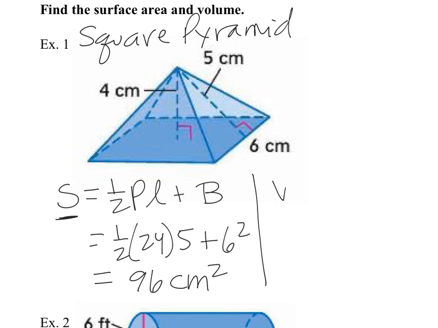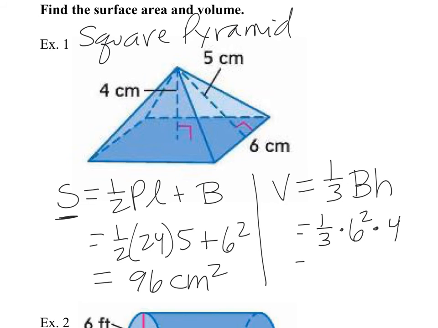Now, to find volume, again, you can look back at the chart. The formula for the volume of a pyramid is 1/3 capital B times H, where capital B, remember, is the area of the base, and this time H isn't the slant height, H is the regular height. So to find the volume, we will take 1/3 times the area of the base. Well, the base is a square. We find its area by squaring the edge, and then we're going to multiply that by the height. The height is 4. So 1/3 of 36 is 12, and 12 times 4 is 48. So 48, and since this is volume, this is going to be cubic centimeters.